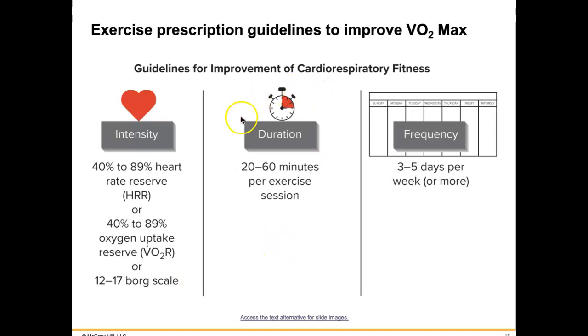Now let's move into duration. The ACSM is going to recommend that we have about 20 to 60 minutes per exercise session, or I should say that it is an aerobic training session. And within this duration, we can aim to improve our VO2 max, but it does depend on our intensity. We have to match it up with that in order to see improvements in our VO2 max. And lastly, we've got our frequency. We want to do that for at least 3 to 5 days per week or more.